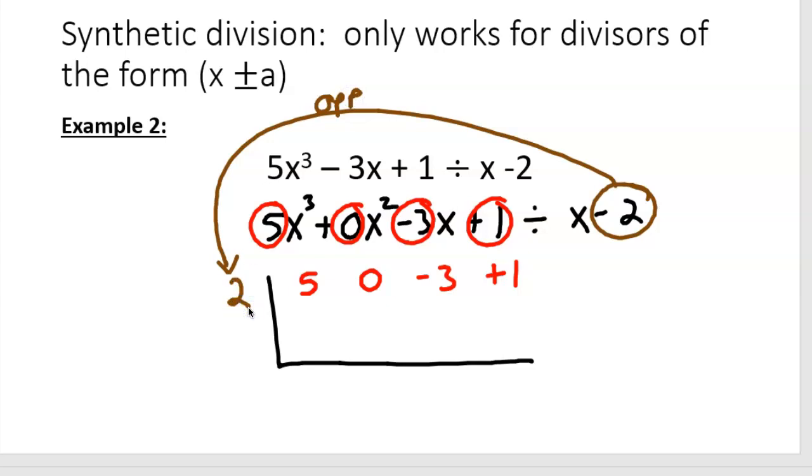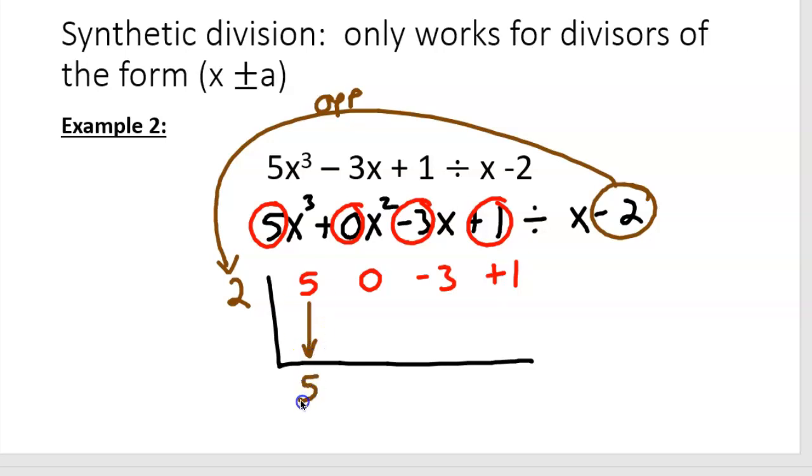Okay? And then what we're going to do is we're going to do the following. And that's your setup. So your setup is as follows. Make sure all your terms are accounted for. And then coefficients of the dividend go inside the bracket. Opposite of the constant on the divisor goes on the outside. Okay? Now after you've got your setup, we're going to repeat the same steps over and over. It's going to be add down, multiply, repeat. So let me show you what I mean.